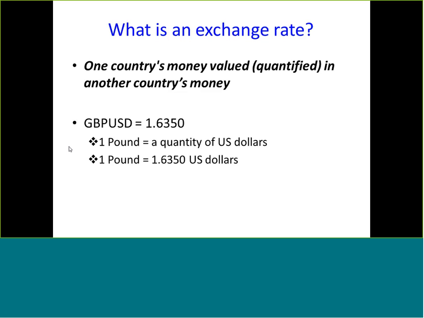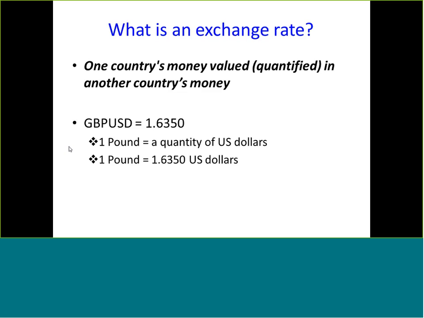So a pound equals, let's say, 1.6350. That's what you'd see when we get to the point where we're looking at a spread betting platform, which is where you go to place your bets. We're going to get into that soon. But 1 pound, what it means is 1 pound equals a certain quantity of US dollars. And 1 pound equals 1.6350 US dollars. So another way of saying that, 1 pound is worth $1.63 and another half a penny. This is all an exchange rate is.